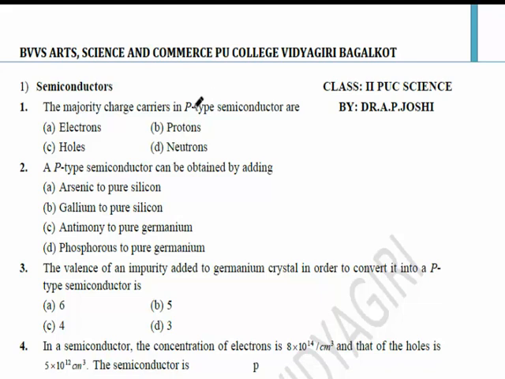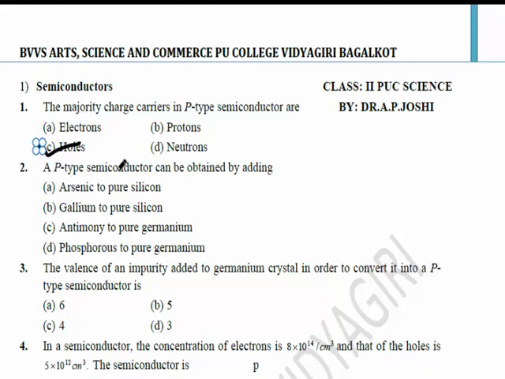The majority charge carriers in p-type semiconductors are very simple. Majority charge carriers in p-type: electrons, protons, holes and neutrons. So the answer is holes. Okay, so holes is the correct option. Very simple question, simple answer.